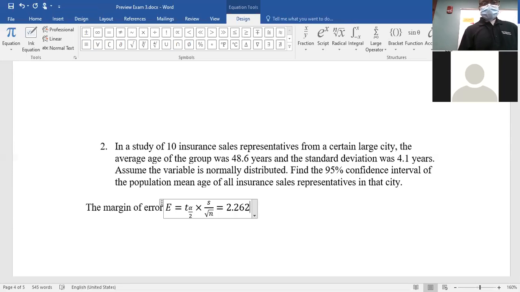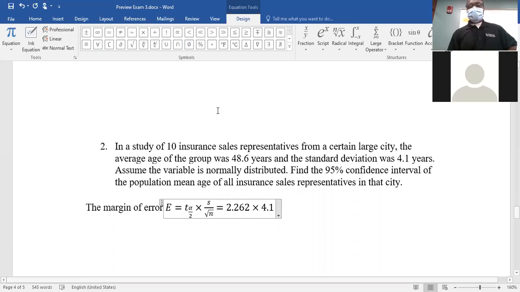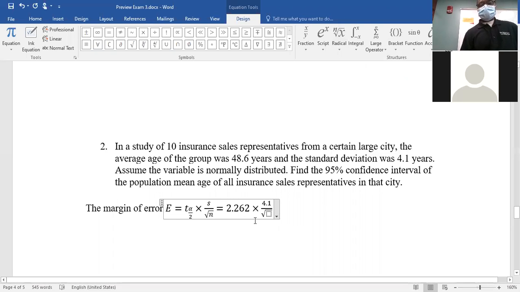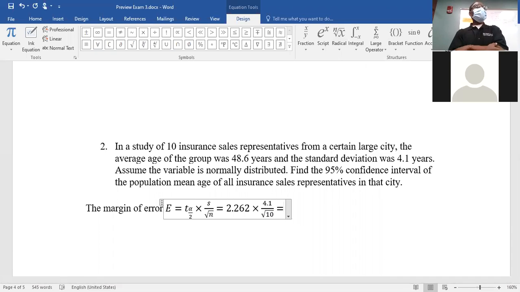So multiply by S. What is the standard deviation? 4.1. Then divide by square root of 10. Equals what? Let me take that first. Anybody get the same thing?